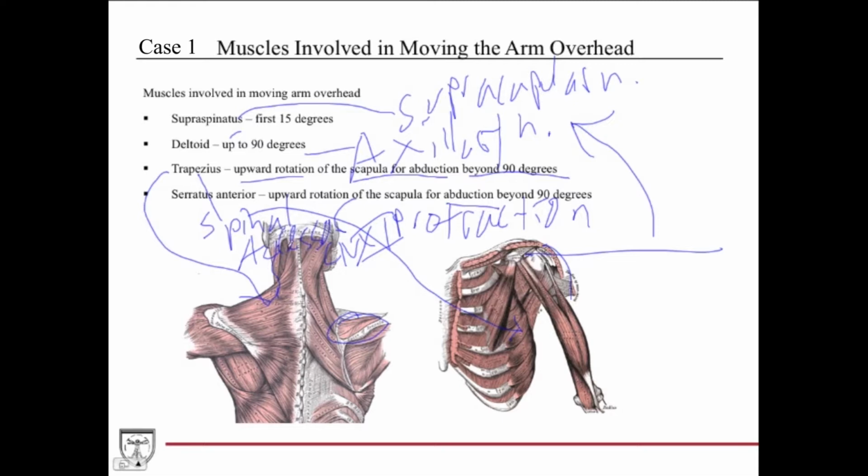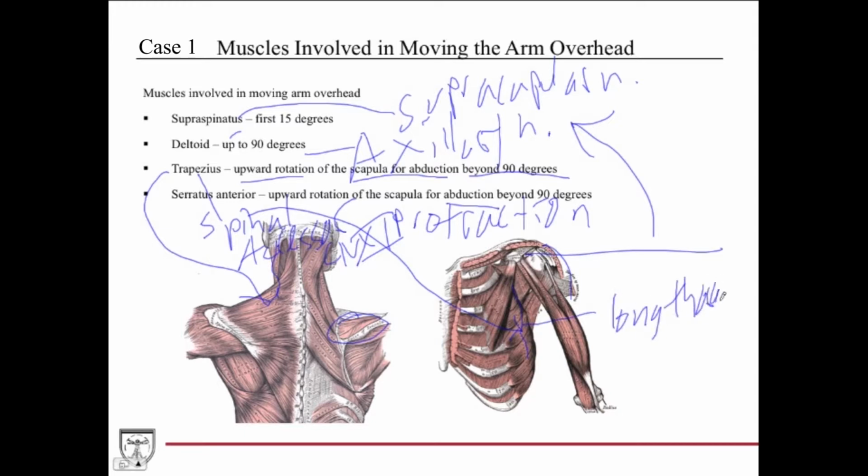As far as we know, at least recently, it's not likely that an injury to the spinal accessory nerve would produce this. So it's likely not that trapezius is responsible. Now, serratus anterior is innervated by a nerve called the long thoracic nerve.